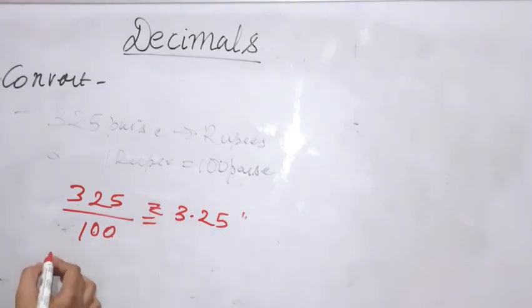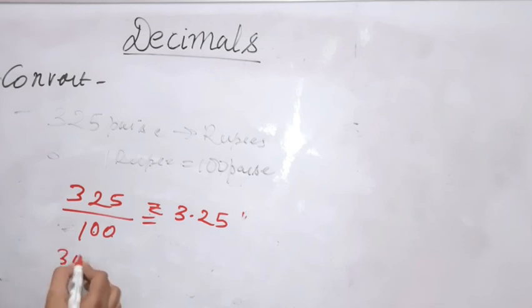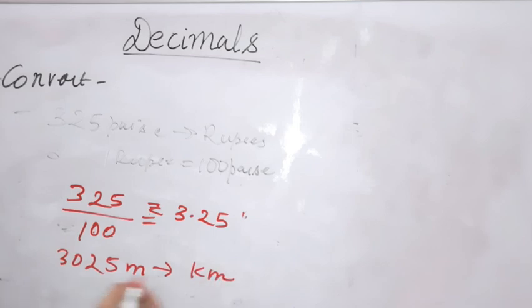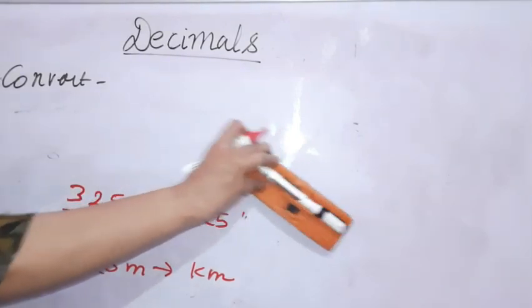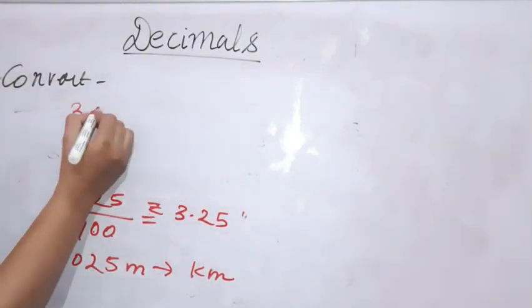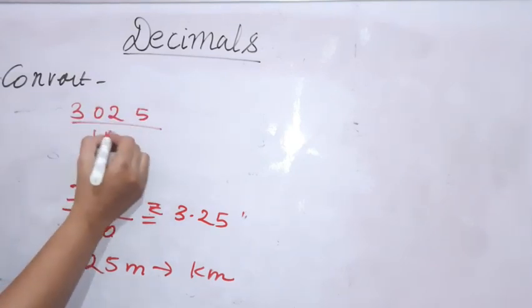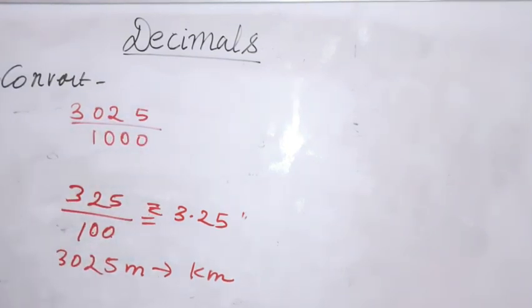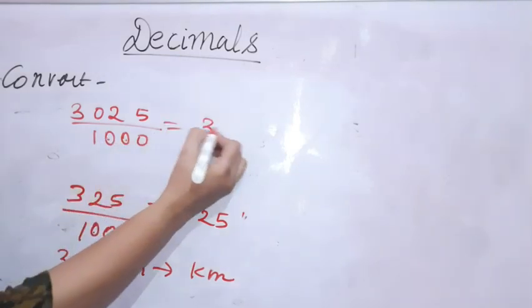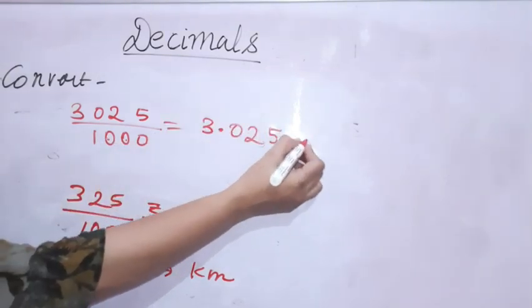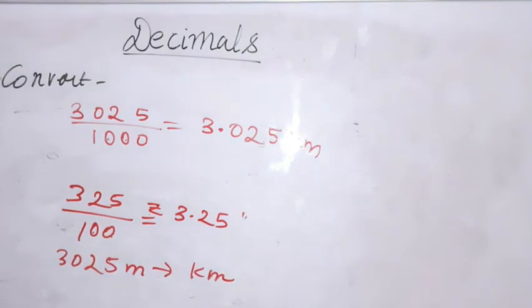In the same way, for example, you have to convert 3025 meters into kilometers. So 1 kilometer is equal to 1000 meter. You will write like this: 3025 upon 1000. You have to divide, and 1, 2, 3, so place the decimal point like this: 3.025 kilometers. Okay students, I hope you must have understood how I have done this question.